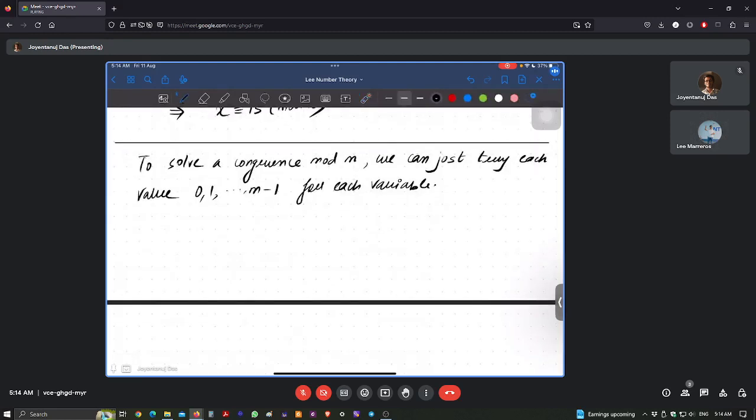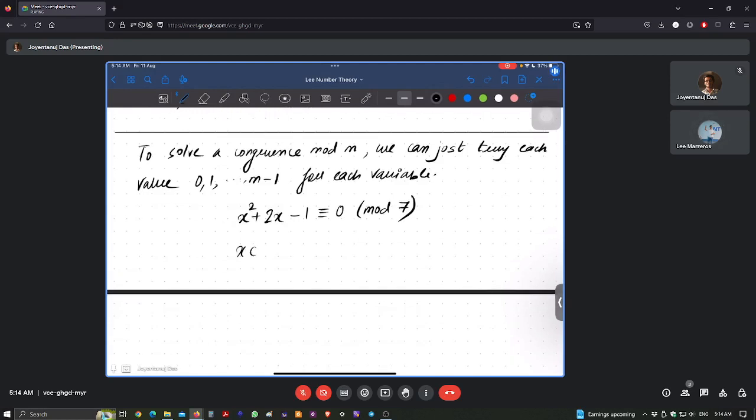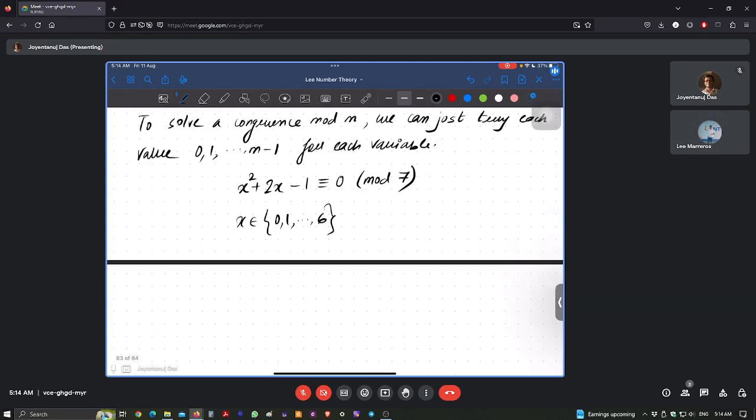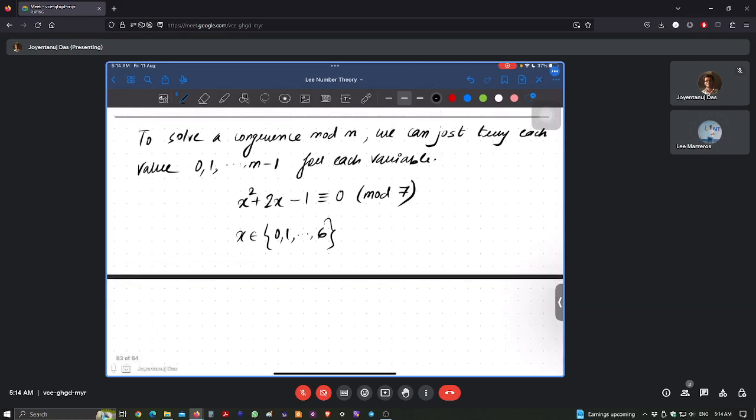So let us see an example. Suppose we have x squared plus 2x minus 1 is congruent to 0 mod 7. How do we solve it? We know that x must belong to 0, 1 up to 6. Can you try which values of x will work? Can you put in and check? So 0 will not work, right? What about 1?